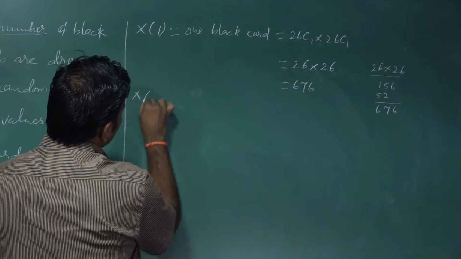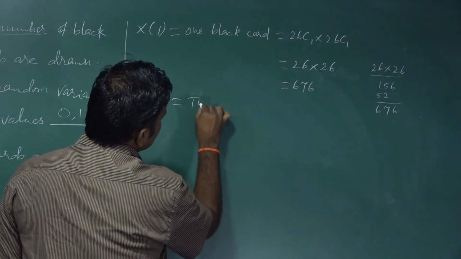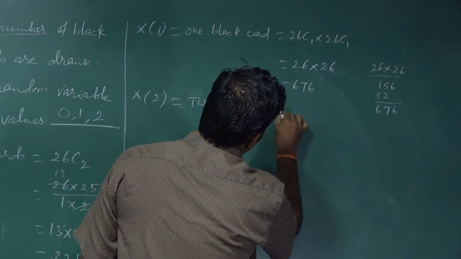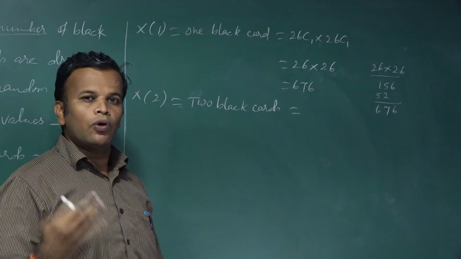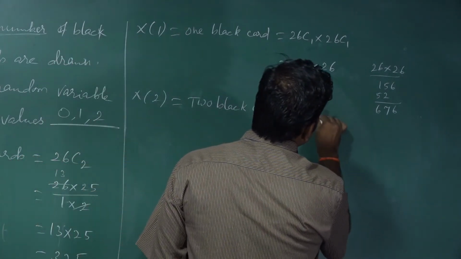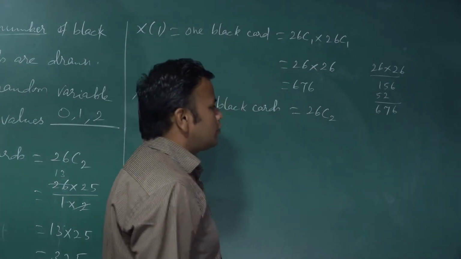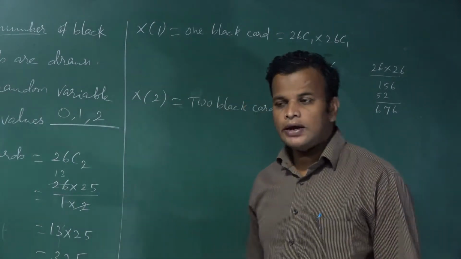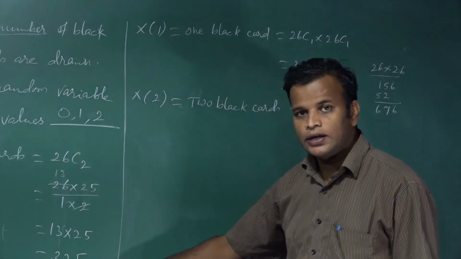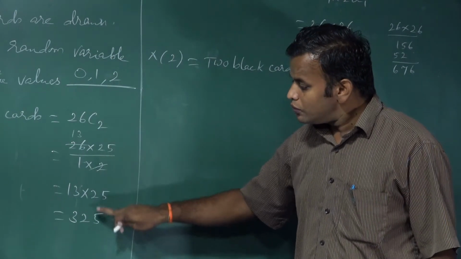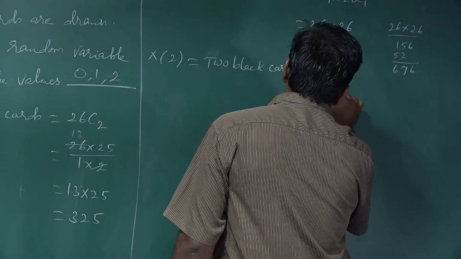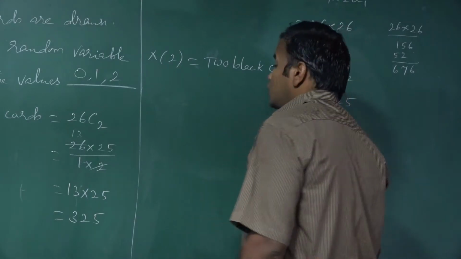Next one, X equals 2. That means 2 black cards. Both the cards are black out of 26 cards. So 26C2. We already found the value of 26C2. We already simplified that value, it is 325. So 26C2 simplification is 325. So here also I write that value is 325.